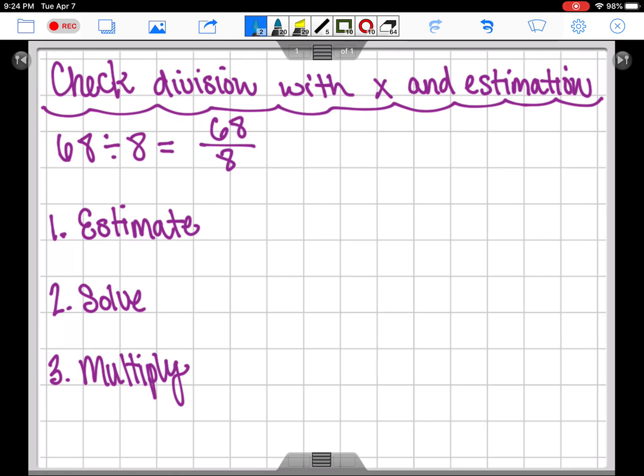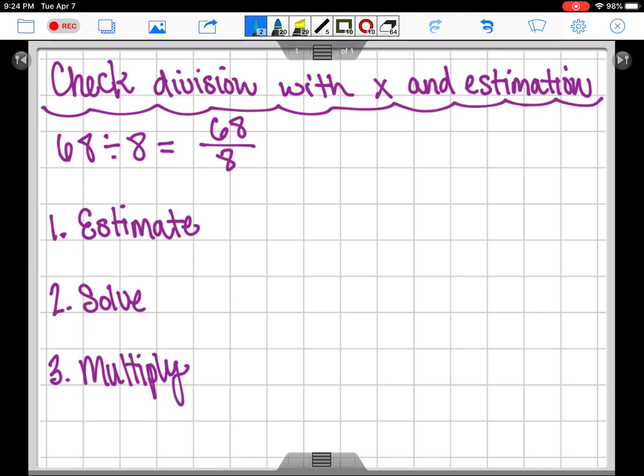I'm just going to show you a slightly different problem here with the same 3 steps. Estimate, solve, multiply. This is the foolproof way to get all your division problems correct. So let's try it one more time with a slightly different problem. This is 68 divided by 8. I also wrote it in fraction form here, 68 over 8.